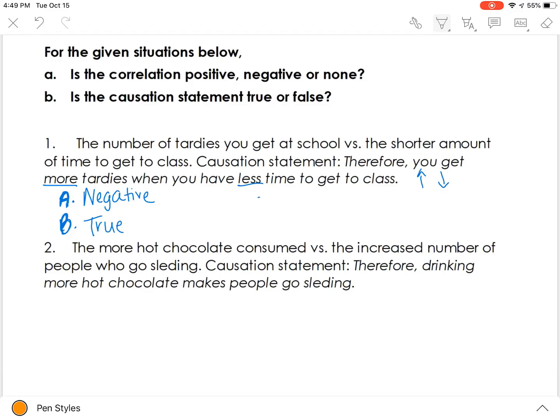One more. Number 2 says the more hot chocolate consumed versus the increased number of people who go sledding. The causation statement: therefore, drinking more hot chocolate makes people go sledding. Well, we're drinking more hot chocolate and more people are going sledding, so they're both increasing, which means this is a positive correlation. Is this true though? Does drinking hot chocolate make you go sledding? Every time you drink hot chocolate, do you have to go sledding? Hopefully your answer is no. This is a false causation statement. Drinking hot chocolate does not cause people to go sledding.